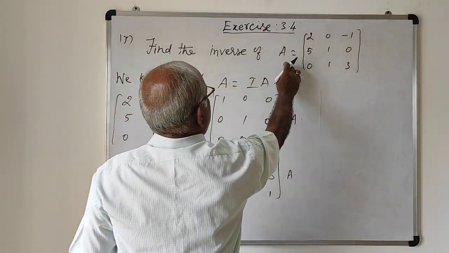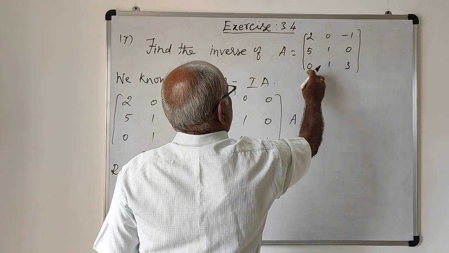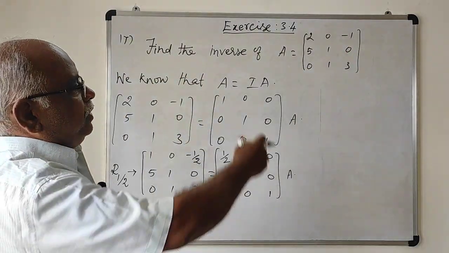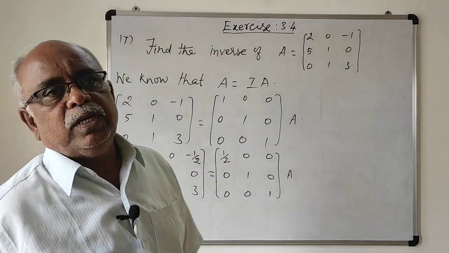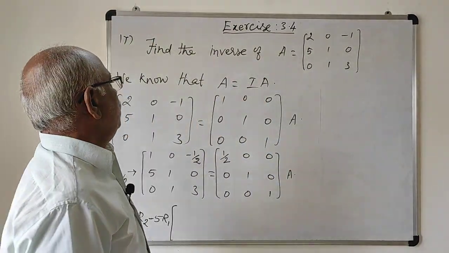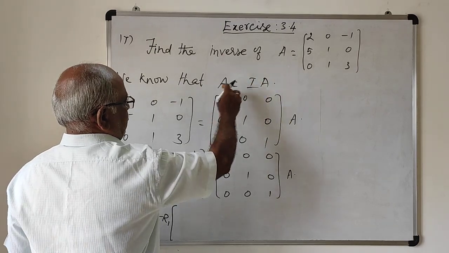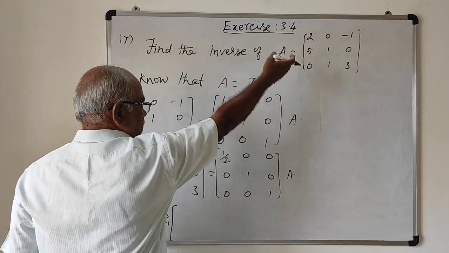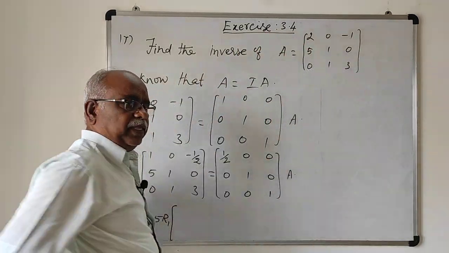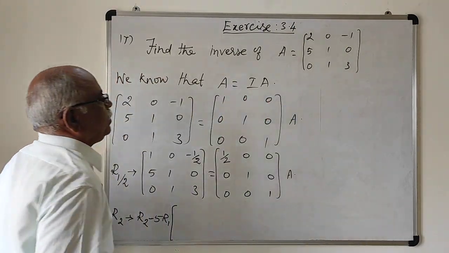The matrix A is given by 2, 0, minus 1, 5, 1, 0, 0, 1, 3. We have to find the inverse of this matrix by using the elementary operations. We know the matrix equation A equals I times A, the identity matrix times A itself. I is the unit matrix of order 3 because it is given as a 3 by 3 matrix. So this is A equals IA.